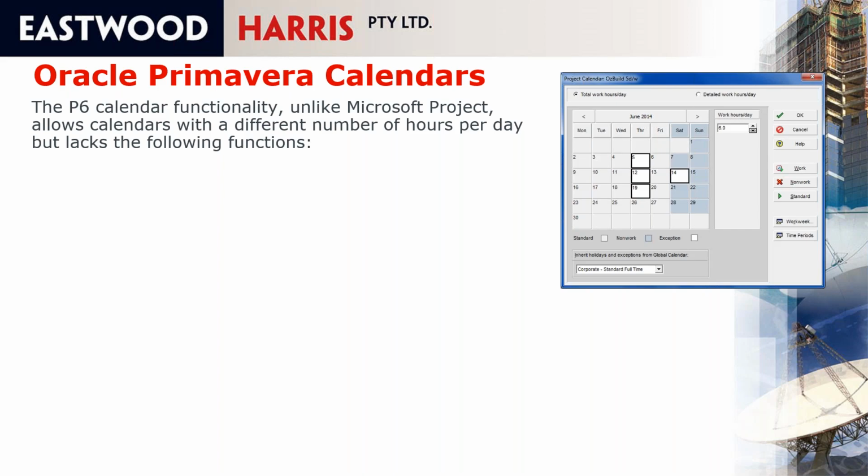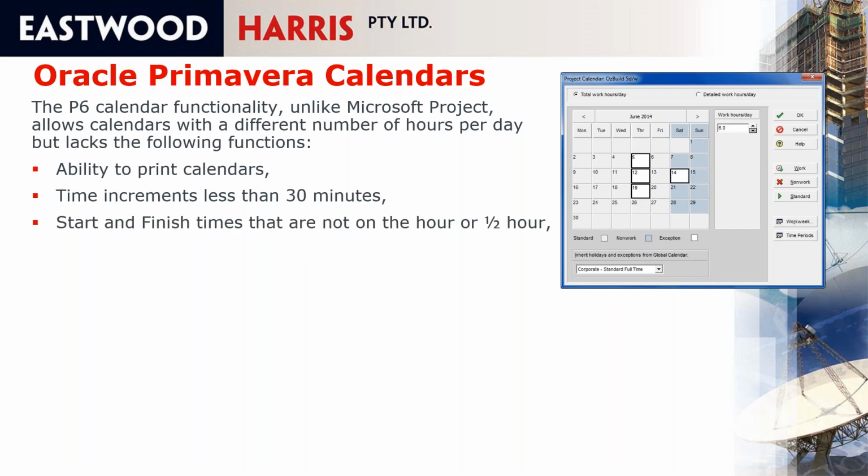So you can have some activities on 8 hours a day, some on 10 hours a day, some on 12 hours a day, and it works properly, unlike Microsoft Project. But it doesn't have the ability to print calendars, which is a major drawback. It doesn't allow time increments less than 30 minutes. So we have organizations in Australia that like to work 8 hours and 45 minutes. You can't. You can either work 8 hours 30 a day or 9 hours a day.